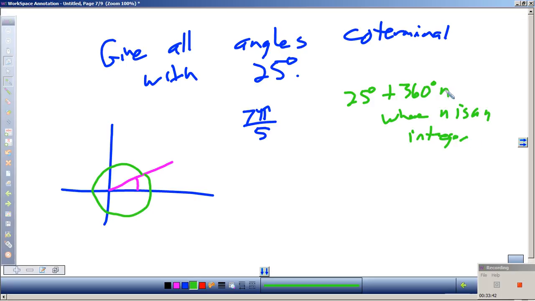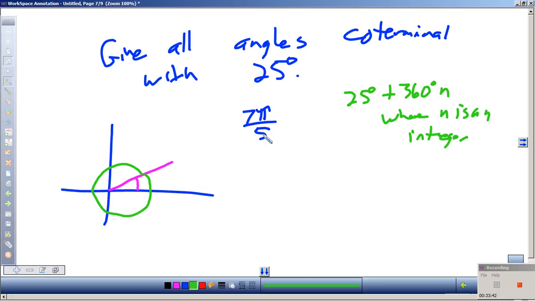So if I put in 1, 360 times 1, I'd have 25 plus 360. That would give you one. If you plug in 15, 15 times 360 plus 25 gives you another one. And this would give you basically an infinite number, because whatever number you plug in for n, as long as it was an integer, would give you a coterminal angle.